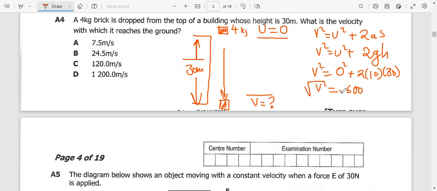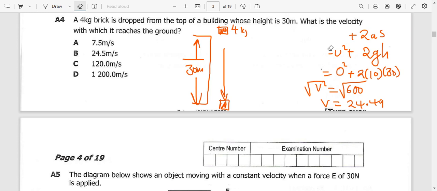Now you need to square root both sides so that you remain with v. So the square root of 600, v then is going to be 24.49. Which one do you think is the answer here? B, yes. You can actually use another method, as I told you, that is the work energy theorem.